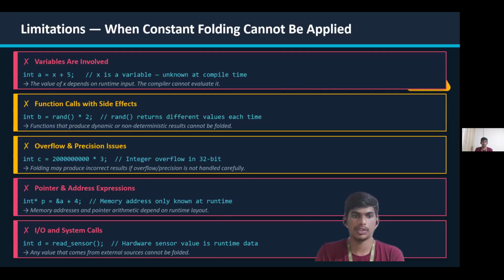And input/output system calls. If you are using a function that calls input/output hardware or sensors, any value at runtime comes from external sources, so it cannot be computed beforehand. So constant folding cannot be applied here. These are some situations where constant folding cannot be applied.